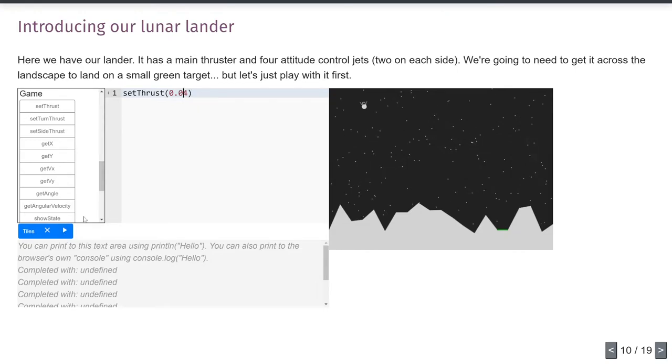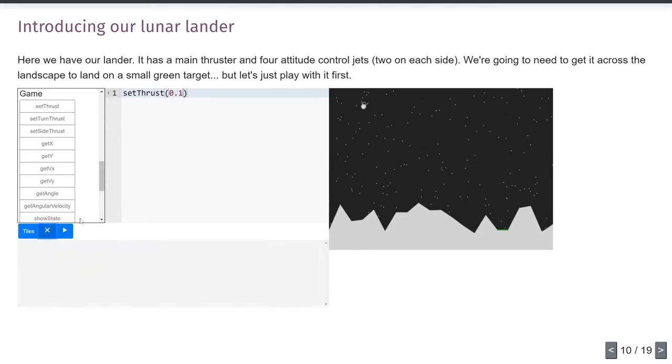Let's set it a bit bigger. And, well, we're powering ourselves downwards. Let's set it a little bit bigger again. And, you know, there is some number that is actually quite close to what gravity is. I think it's 0.096. So this thing can put out 10 Gs in its vertical thrust. It's pretty powerful. It's also got two thrusters on each side.